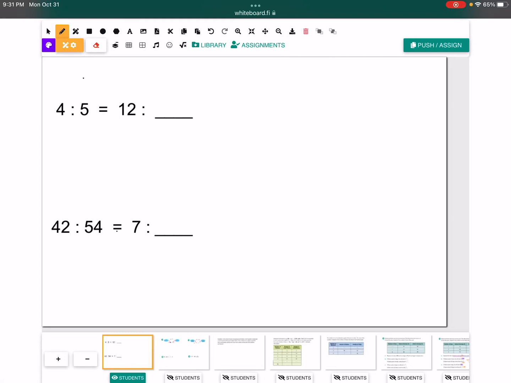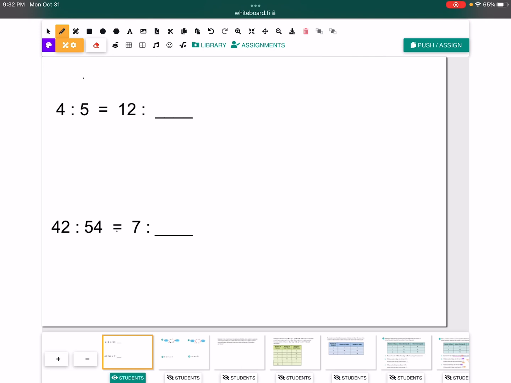Today we're going to be finding a missing term in equivalent ratios. So on the screen in front of you, you see two equivalent ratios. They are 4 to 5 is the same as 12 to something, and 42 to 54 is the same as 7 to something. So how do we find that something?